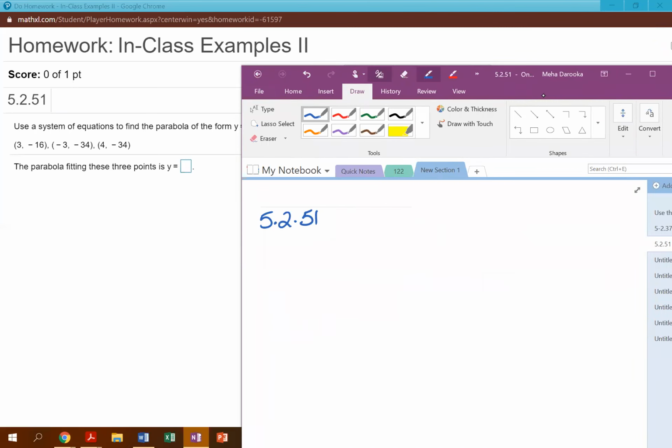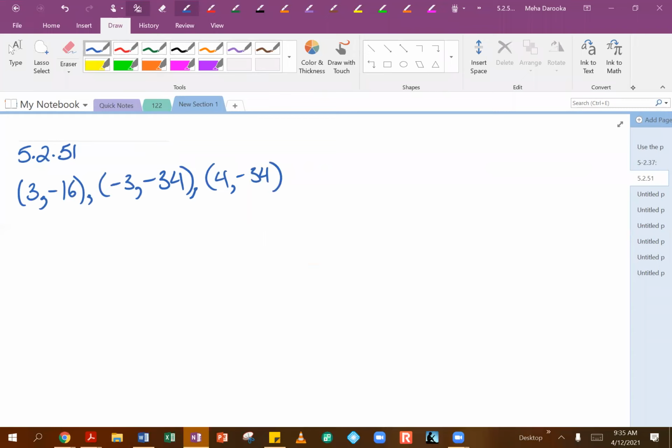So I'm actually going to go ahead and write down our 3 ordered pairs. So we have 3 and negative 16, negative 3, negative 34, and 4 and negative 34. And we are trying to find the parabola with this equation, y equals ax squared plus bx plus c.